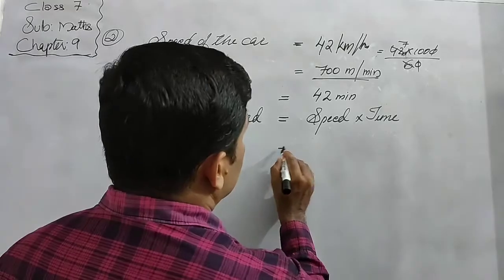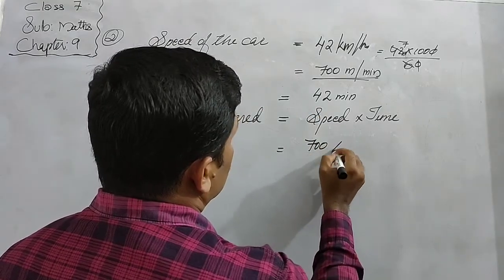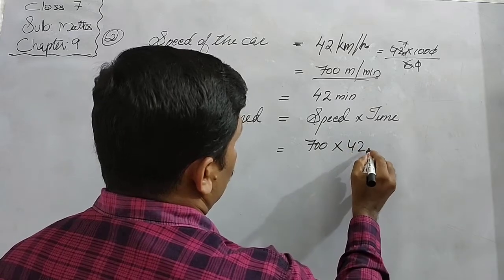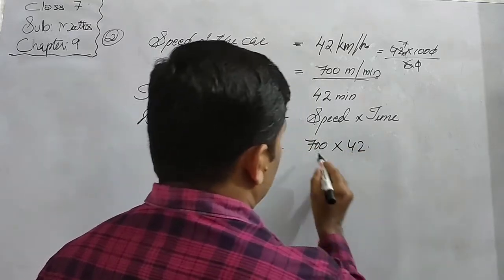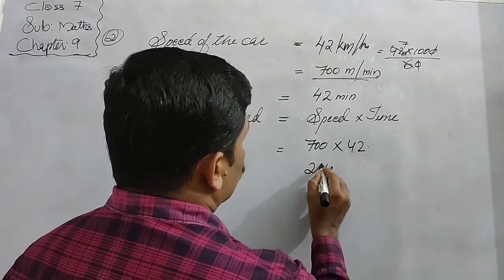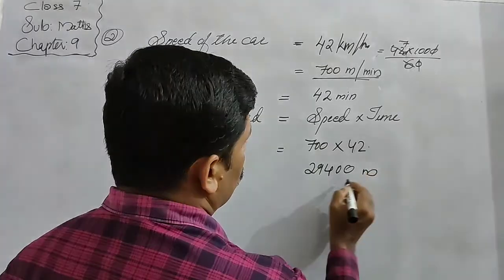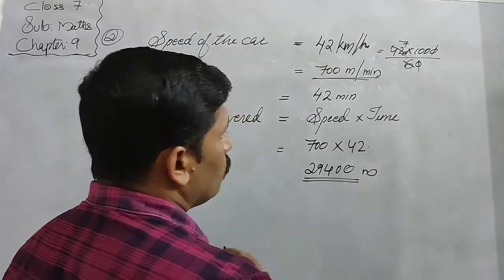So we have calculated speed and time. Speed is equal to 700 meters per minute into time, 42 minutes, that we multiply. 7 2s are 14 and 29. That means 29,400 meters he covers in 42 minutes.